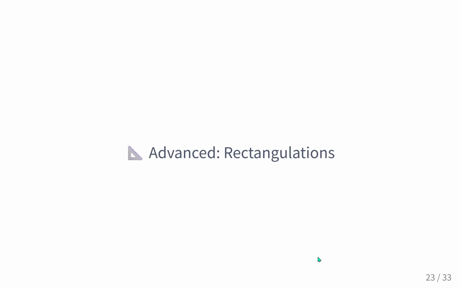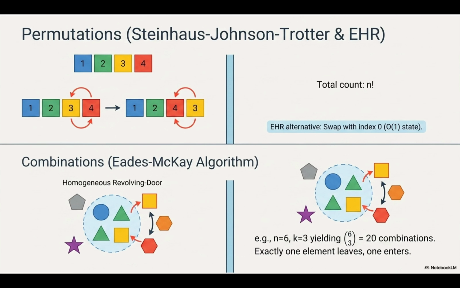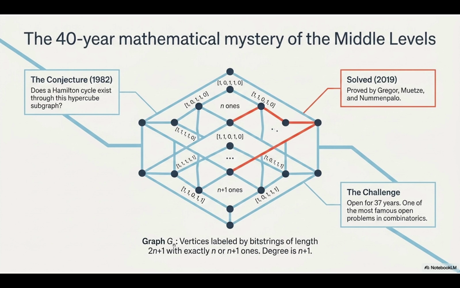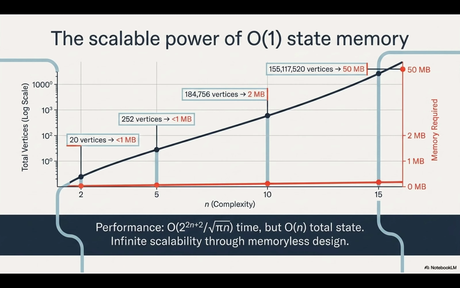A rectangulation is simply the process of partitioning a large rectangle into a set of smaller, non-overlapping rectangles using straight, axis-aligned walls that span from one side of a bounding box to another. Think of looking down at the blueprint of a building. You have a massive square warehouse. You need to divide it into a grid of various smaller rooms using straight walls.